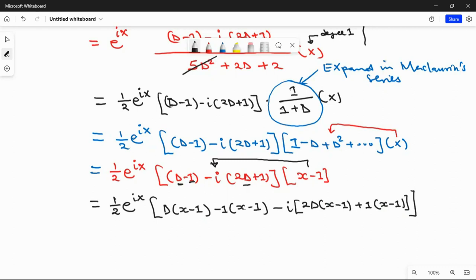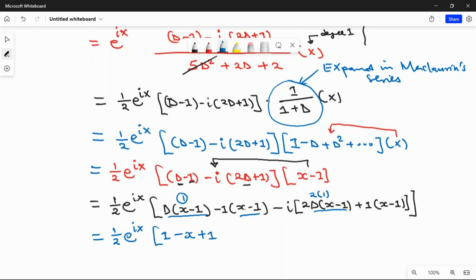So when you write d, the d there means derivative with respect to x. Remember when you differentiate x minus 1 with respect to x, you get 1. So there we'll have 1. Again, here the derivative of x minus 1 is 1 times 2. So this is the same as 2 times 1, which is 2. So what we'll have here is now equal to 1 over 2 times exponential iota x times, here we'll have 1. Then now negative 1 times this bracket, we'll have negative x plus 1.